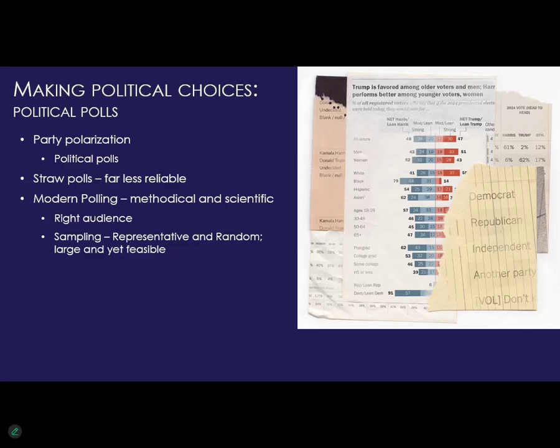right size. The higher the number of members in your sample, the more predictive the results will be. But if it gets too large, then your polling is not as feasible. So you have to kind of strike the right balance here.